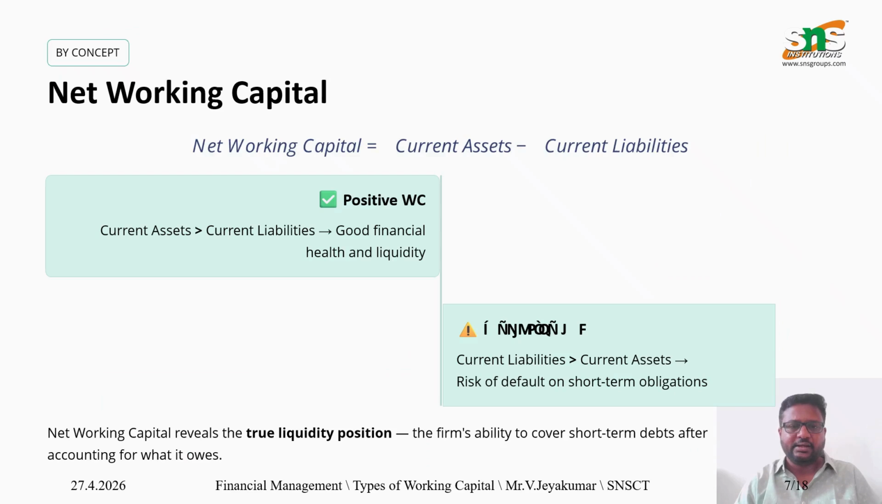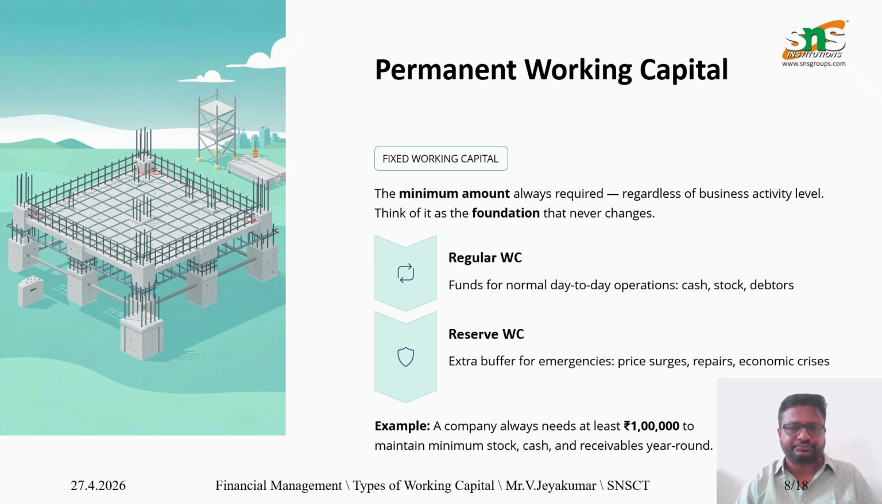Next, let us see what net working capital represents. Net working capital is the difference between current assets and current liabilities. It shows the short-term financial position of a business. A positive net working capital indicates good liquidity and financial stability, whereas a negative net working capital may create difficulty in meeting short-term obligations. It helps management in efficient capital planning and control.